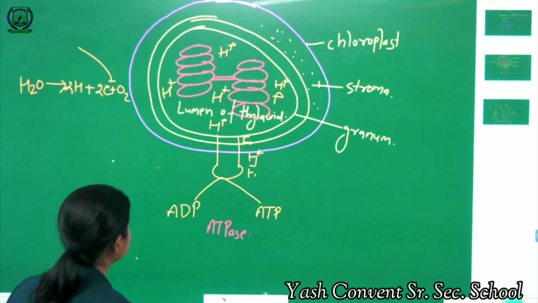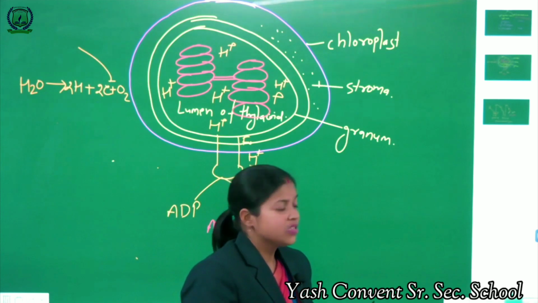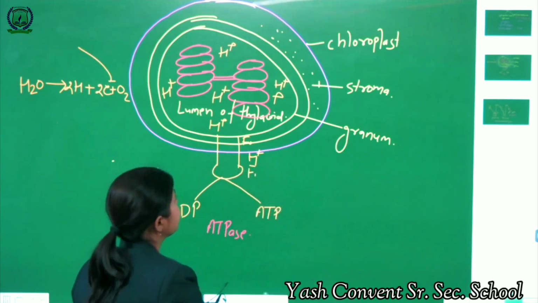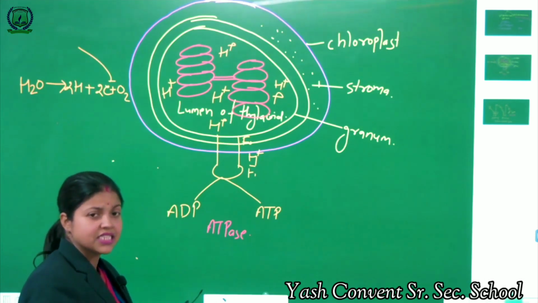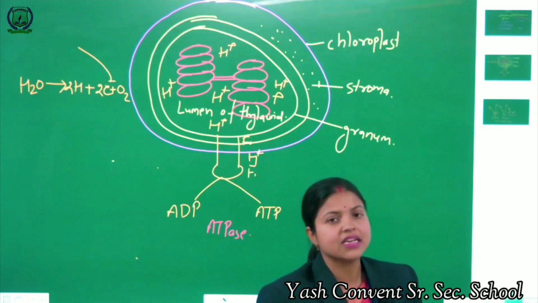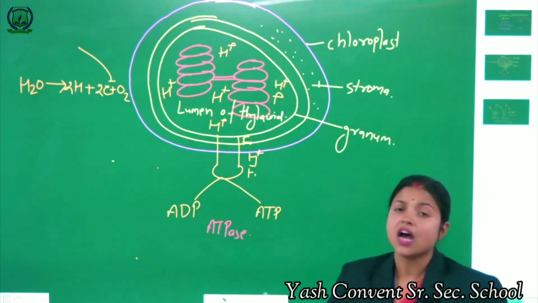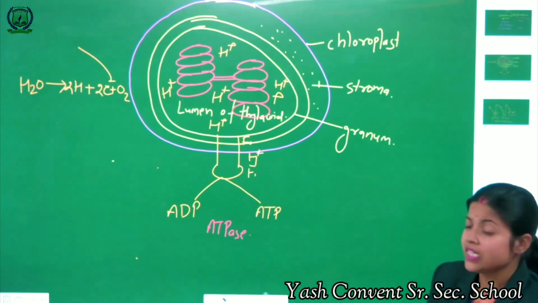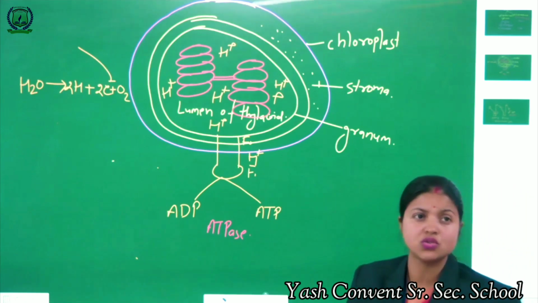In the light reaction, the formation of ATP and the formation of NADPH is completed, and then the Calvin cycle, or C3 cycle, or you can say the dark reaction, starts, and it gives the final product, glucose.